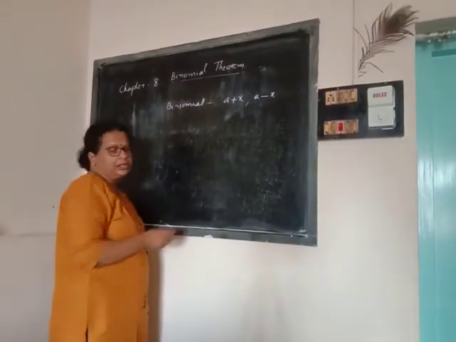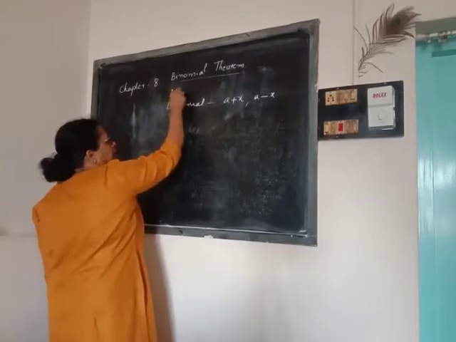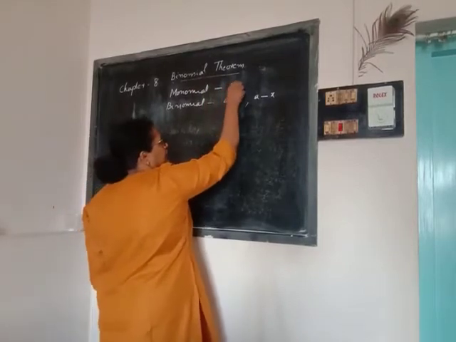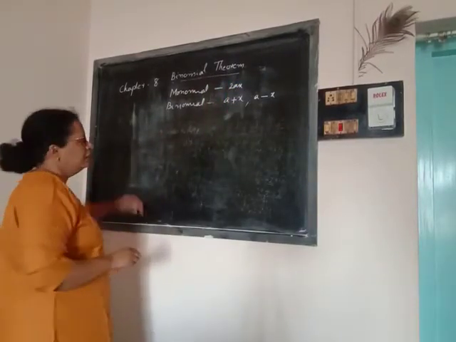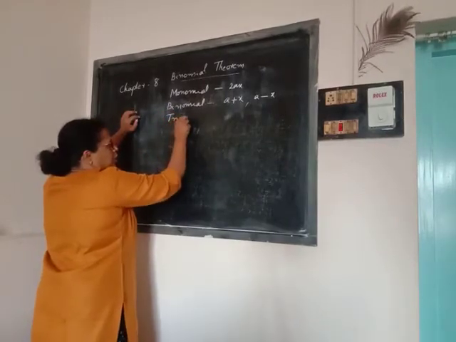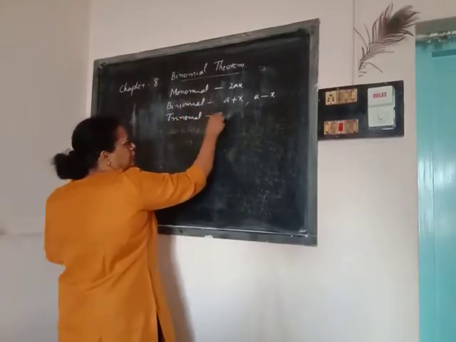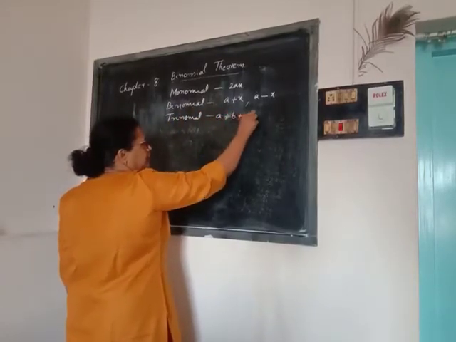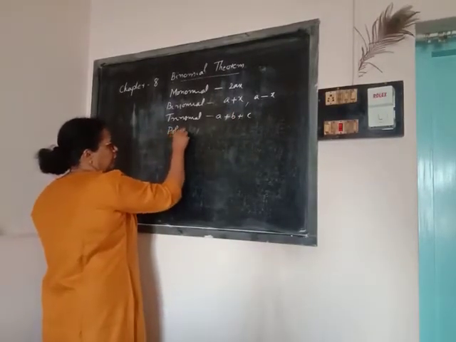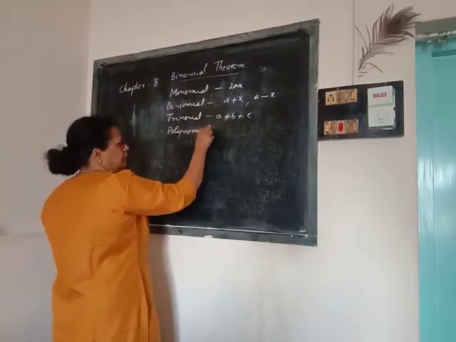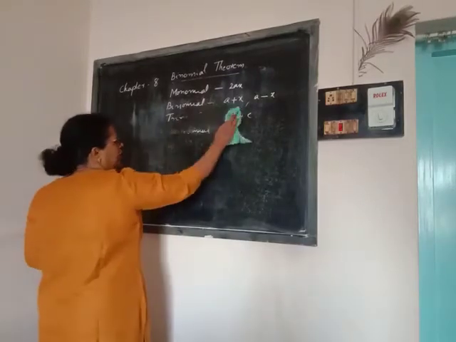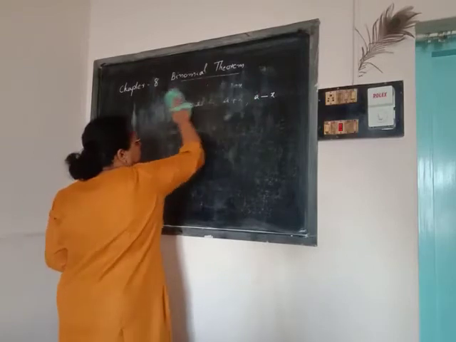A polynomial having a single term is what? Monomial. Just like the 2ax, this is monomial. Then you learn the trinomial. Trinomial having three terms, a plus b plus c. Then more than three terms, it is called the polynomial. These things you have learned in your 10th grade, isn't it? Now we are going to concentrate only on binomial having two terms.